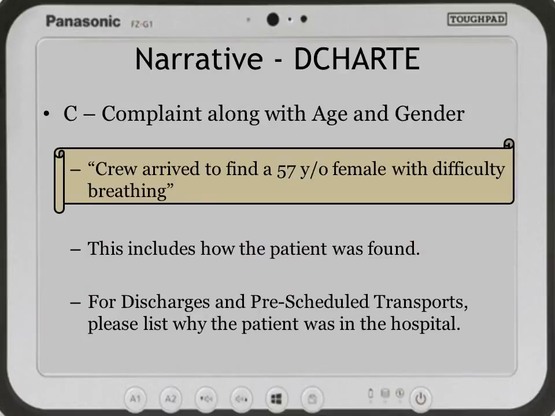The next letter is C for complaint, along with the age and gender. For example, crew arrived to find a 57-year-old female with difficulty breathing. This includes how the patient was found. For discharges and pre-scheduled transports, please list why the patient was in the hospital. This information is extremely important.